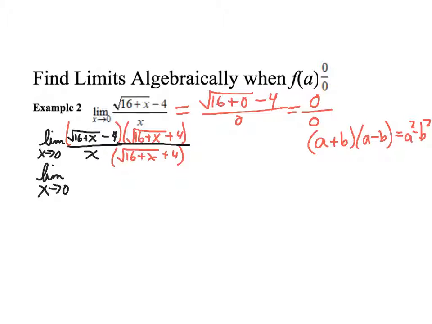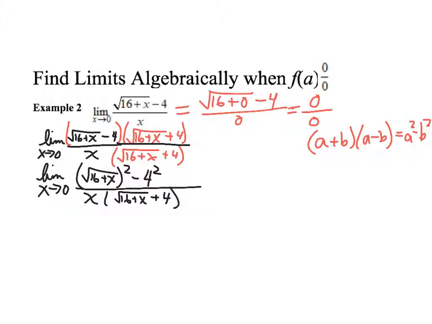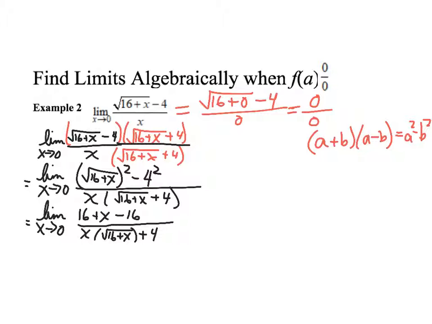So you will have the square root of 16 plus x, the quantity, squared, that's your a squared, minus your b squared, which is 4 squared. And then the bottom is going to stay exactly the way it was. Just copy it exactly the way it is. Now you'll see what happens when you do this. When you square the square root, the square and the root cancel out, and that becomes the 16 plus x minus 4 squared is 16. And I'm going to show all these cancellations here. The 16 minus the 16 is 0.